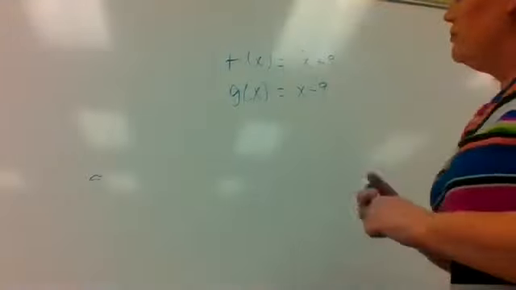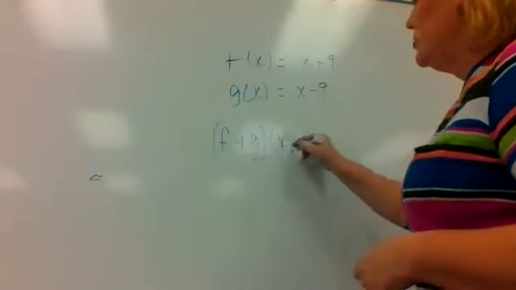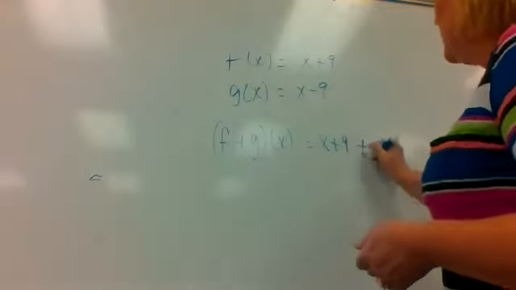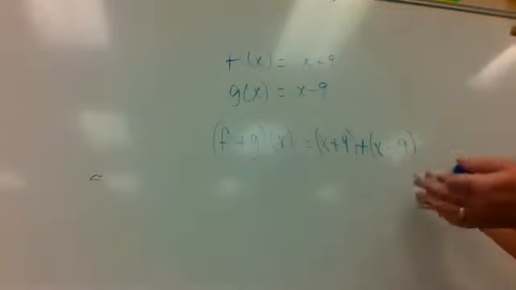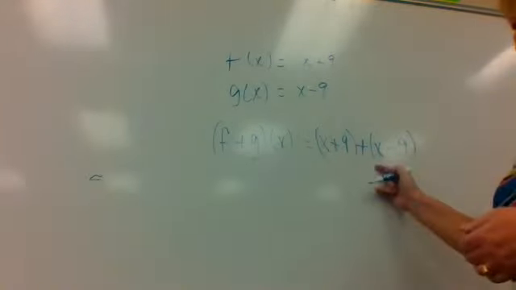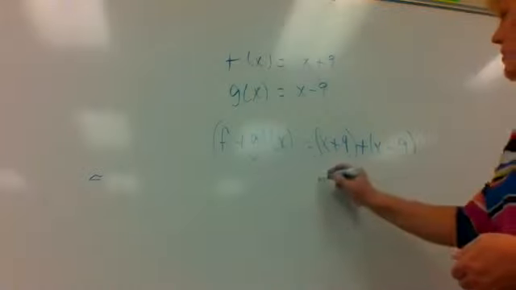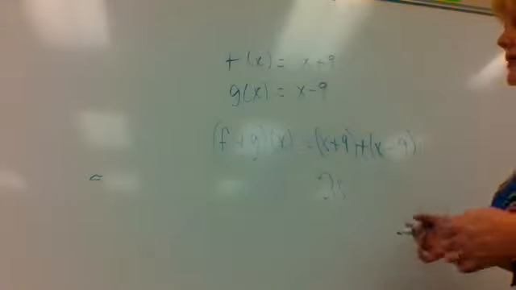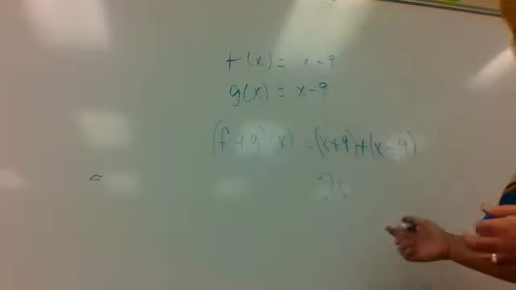Now, these are your two functions, and the first thing they're asking you to do is to add f plus g of x. So you just add them together. x plus 9 plus x minus 9. Add like terms. The parentheses really don't have a whole lot of meaning here because we're adding instead of subtracting in the middle. The answer to that is simply 2x. The domain for that is all real numbers because you don't have anything under the fraction bar and you don't have anything under a radical.